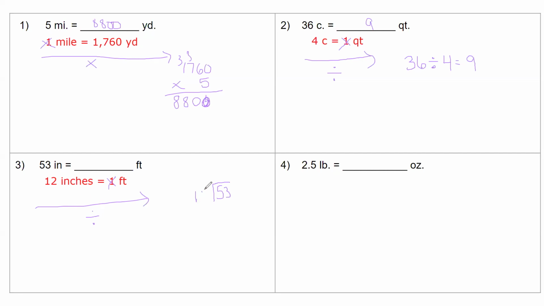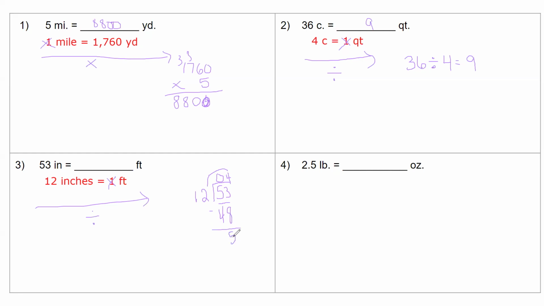How many times does 12 go into 5? 12 goes into 5 0 times. How many times does 12 go into 53? I know 12 times 4 is 48. 12 times 5 is 60. That's too big, so I'm going to put a 4 on the top. Then I multiply. 4 times 12 is 48. 53 minus 48 is 5.